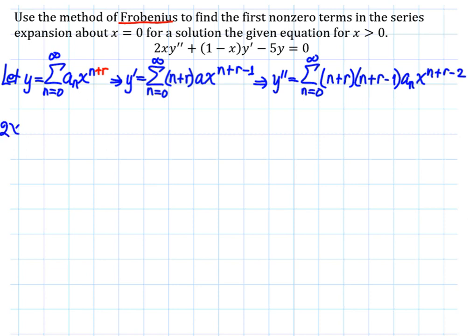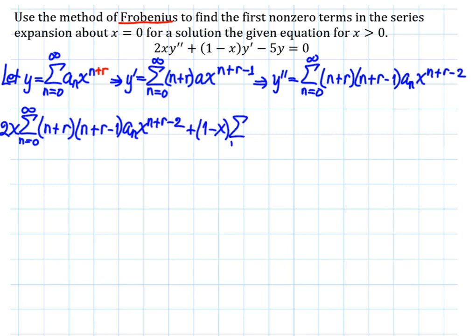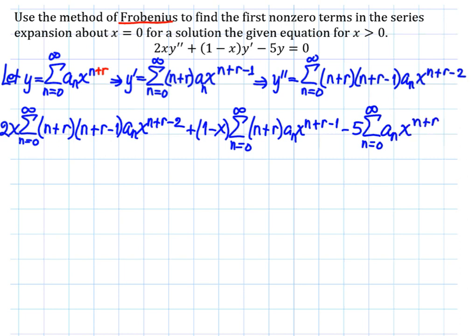We should have 2x, the second derivative, n plus r, n plus r minus 1, plus 1 minus x, the derivative, n plus r, a sub n x to the n plus r minus 1, minus 5 a sub n x to the n plus r, equal to 0.